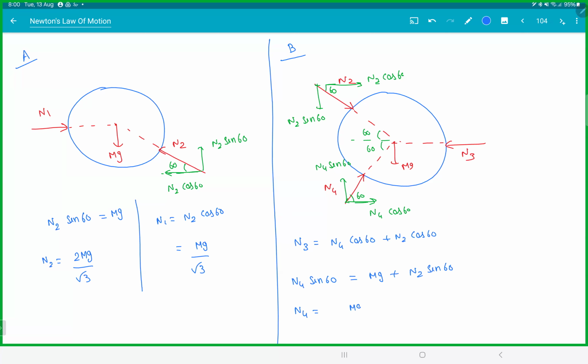So N4 will be mg by sin 60, that is mg root 3 by 2 plus N2, and N2 ka value is 2mg by root 3. So this is 4mg by root 3. Now if I know 4mg by root 3 here, I can substitute this. So take this N4 from here, put it in this. This N3, this is x-axis ka equation. This is y-axis ka equation.